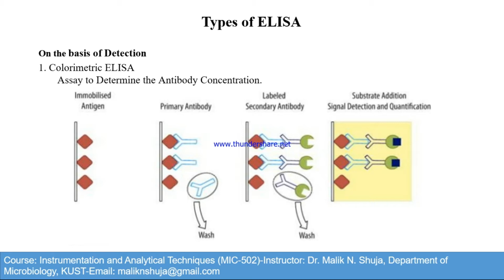So on the basis of detection, we have colorimetric ELISA. The word colorimetric means color. The end product of ELISA produces a color, so that the presence of the color indicates the positive result of ELISA. Colorimetric ELISA is basically used to determine the concentration of antibody in a given sample.